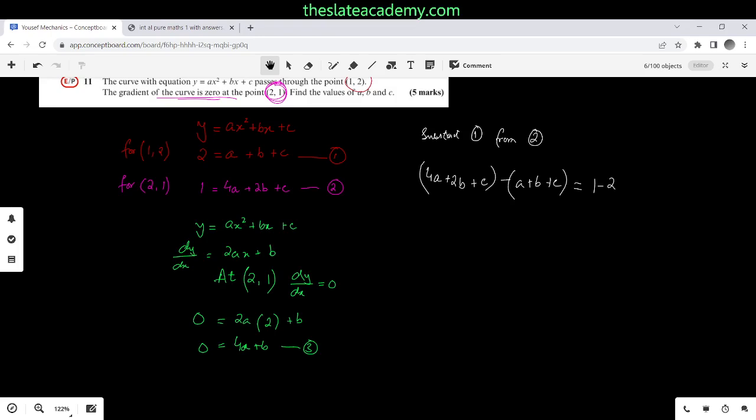No. 4a minus a gives me 3a. 2b minus b gives me what? Plus b. Plus c minus c gives me 0. And 1 minus 2 gives me minus 1. Are you there? Following me? Yes, sir. I'm just trying to write it down. Done.